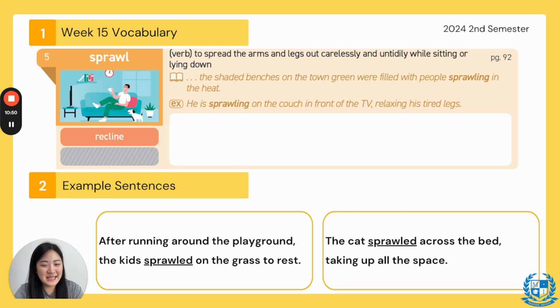Next one, it says, the cat sprawled across the bed, taking up all the space. Oh my goodness, yes, my cat Tuna would always do this. I have a big bed, but then she would take up more than half of the bed, and I would be like in my corner, like, oh no, Tuna, please move. You're sprawling too much. To sprawl.